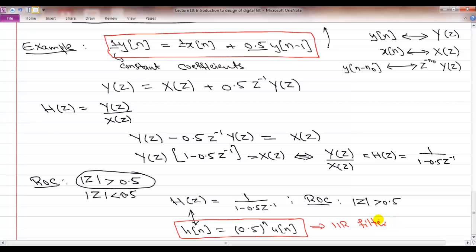But even though this is an IIR filter, we can implement this kind of a system very easily in hardware. How can we implement that in hardware? We just have to read this difference equation. What is the difference equation saying? Y of n, which is my current output, the output at time n, equals x of n, the current input, plus 0.5 times y of n minus 1. What is y of n minus 1? The output in the previous time step.